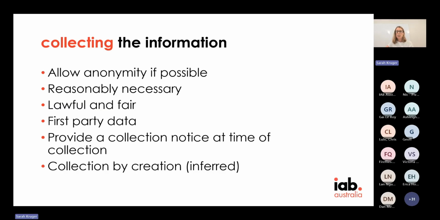Remember, it includes what's called collection by creation, which is inferred data. So that obviously a lot of you do all the time. You're inferring data about a customer rather than them giving it to you. That is still a collection that needs to comply. So that's a really important practical point. Be careful if you're drawing inferences. And again, particularly if that relates to sensitive information, and you'll remember the example I gave of the counselling website, for example, if someone is visiting a site like that. And lastly, your collection notices do need to be short and easy to read.